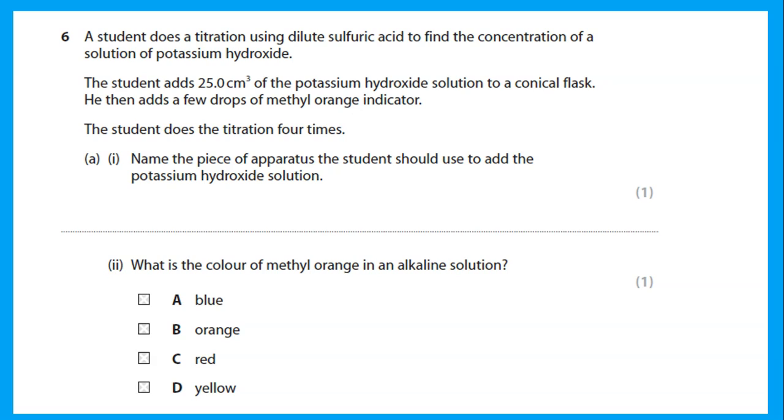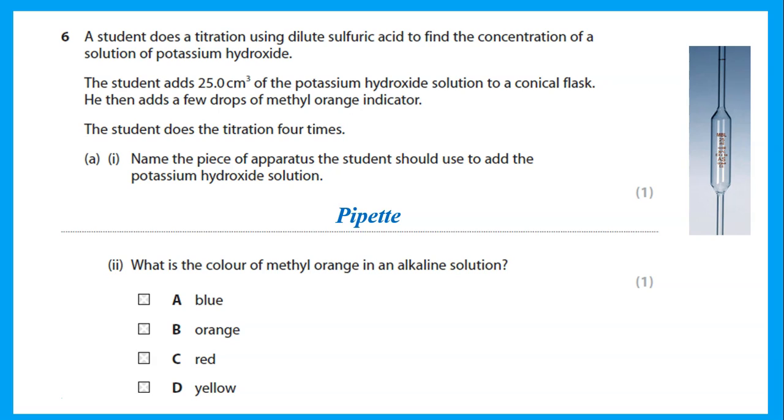We need to add 25.0 centimeter cubed of potassium hydroxide solution into a conical flask. Of course, we use a pipette.